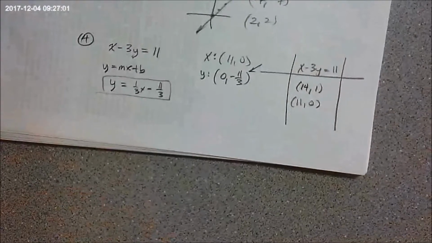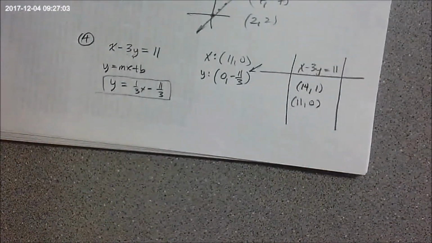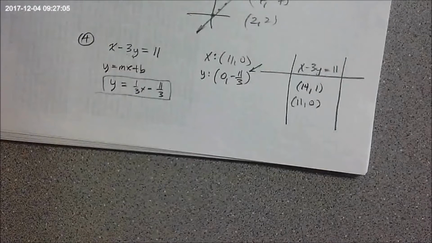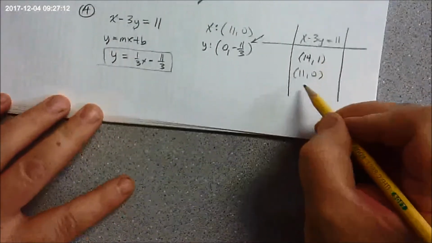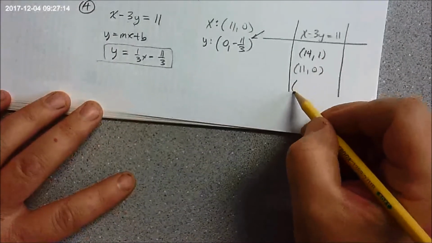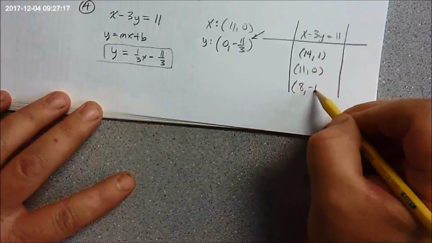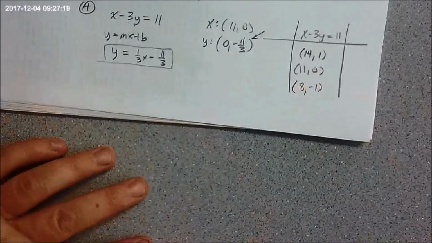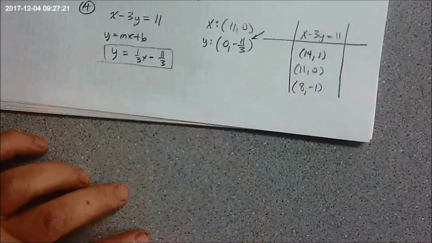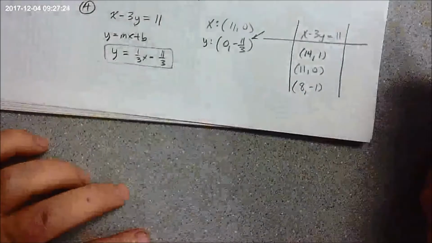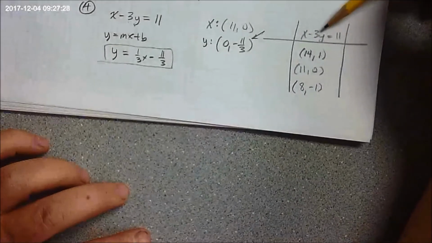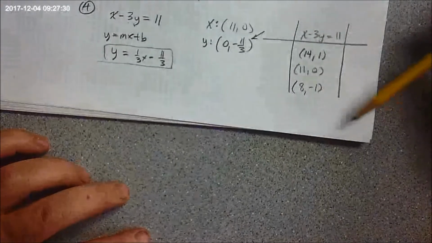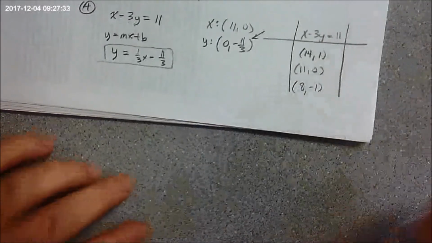Hazel, can we come up with another answer? Check this out. You see how it's x minus? So what if I did something like this? Ready? Watch. Would that work? 8 and negative 1. So that would be 8 here, right? Minus 3 times negative 1 would be plus 3. 8 plus 3 is 11. That works. Okay, and that's your crash course.